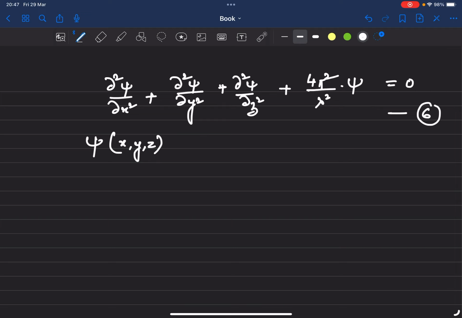So we can redefine equation number 6 and rewrite it as del square. I am introducing a new operator here. We have so far seen 3 operators. First, we saw d²ψ/dx², which was a differential operator. Then we also saw a partial differential operator, ∂²ψ/∂x². Now we are converting the entire thing into another operator, that is ∇²ψ plus 4π²/λ² into ψ equals 0.